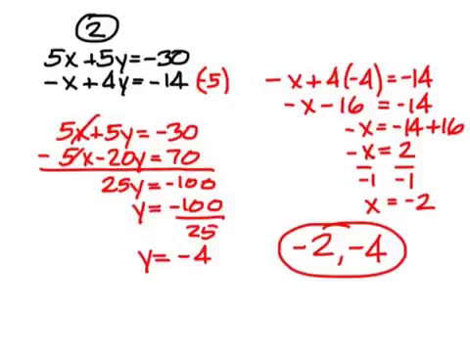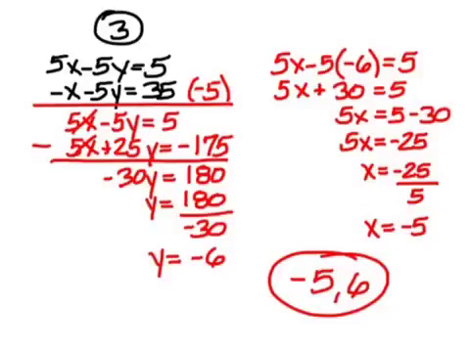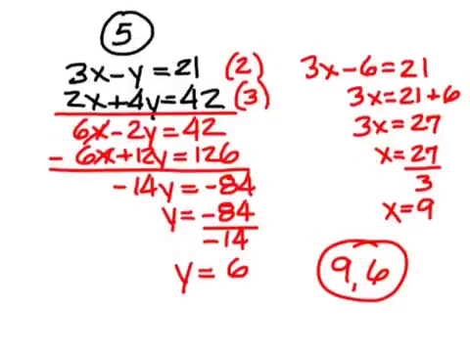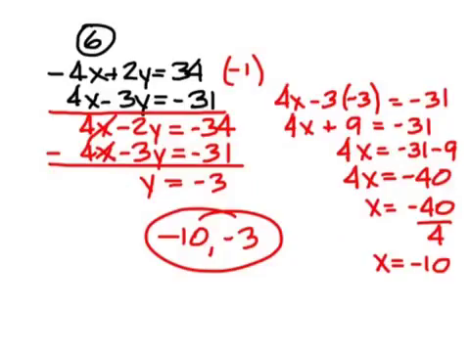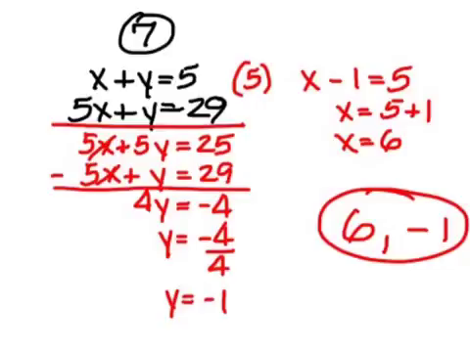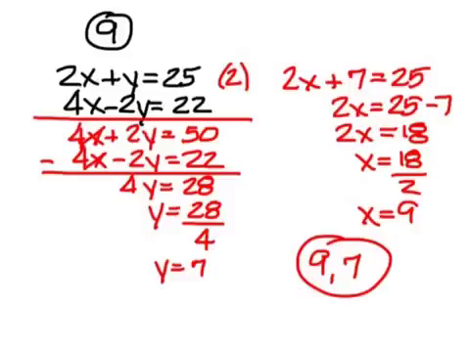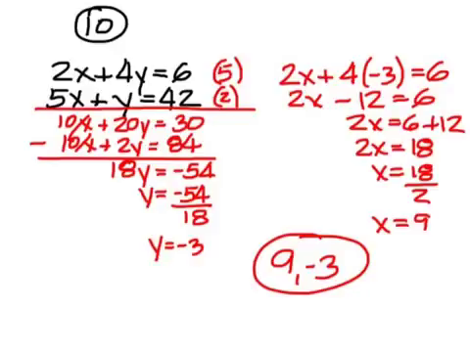Number 2 is negative 2 and negative 4. 3 is negative 5 and 6. 4 is 8 and negative 4. 5 is 9 and 6. 6 is negative 10, negative 3. 7 is 6, negative 1. 8 is 1, negative 9. 9 is 9, 7. 10 is 9, negative 3.